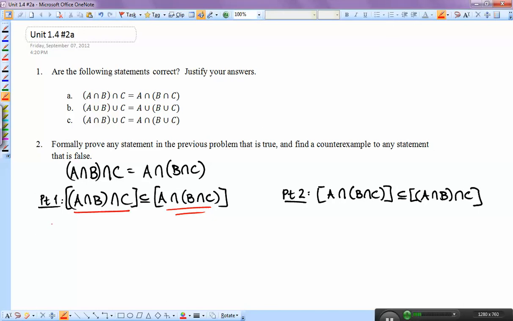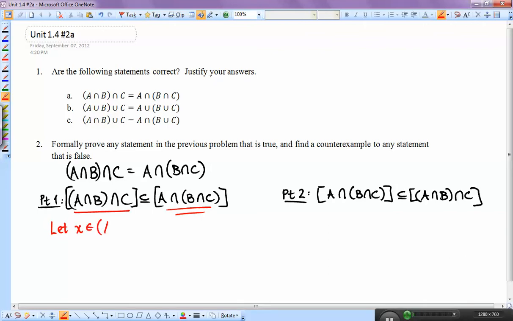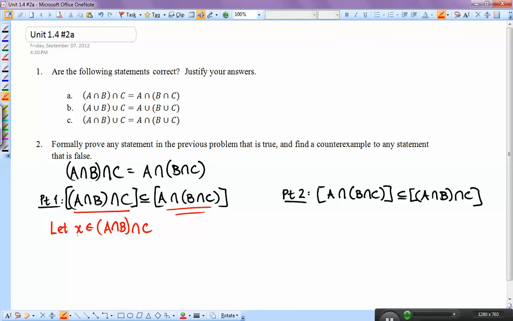Okay, so the way I'm going to start, I'm going to say let X be an element of A intersect B and then intersect C outside the parentheses. Okay, so what does that mean? Well, that means that X is going to be in A intersect B, and X is in C. If you wanted to, you could use that symbol too instead. And if you wanted to do reasons, which is never a bad idea, that's just because of the pure definition of intersection.